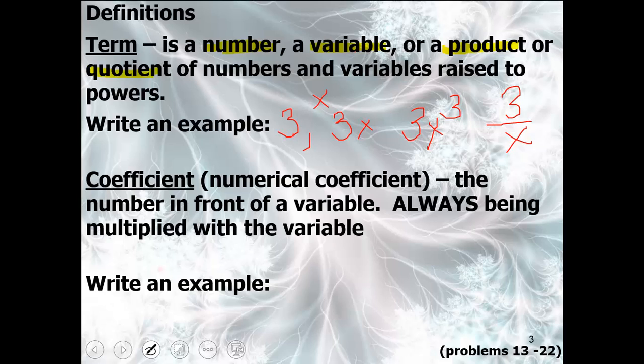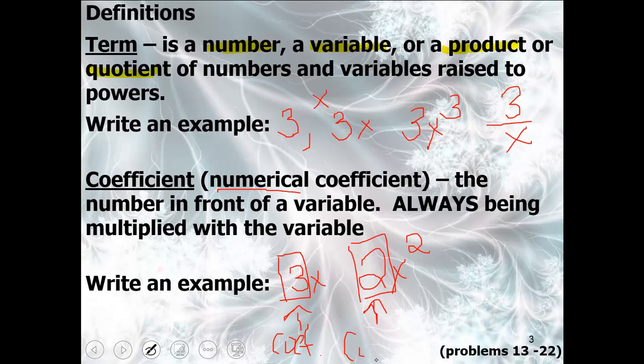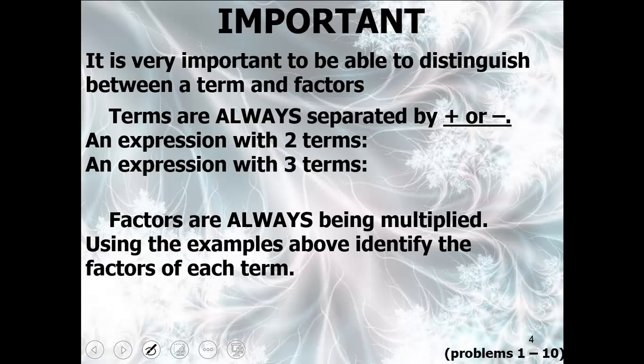When we use the word coefficient, we're talking about the number that is in front of a variable. So this example of 3, that would not be a coefficient, that would be a constant. But if we took 3x, 3 is the coefficient. If we said 2x squared, 2 is the coefficient. If we said 10 over x to the 4th, 10 is the coefficient. So it's the number right in front of the variable. It's important to be able to determine what's a term and what's a factor.